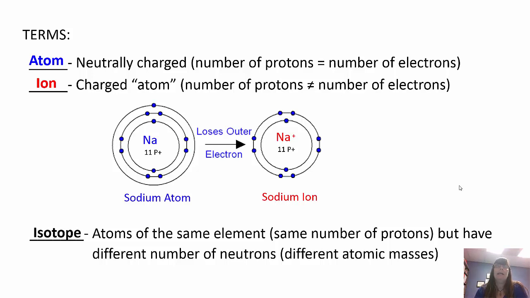Isotopes are important. Isotopes are atoms of the same element, so they have the same number of protons, but have a different number of neutrons. Therefore, they have different atomic masses. Carbon is an example that we're going to go through in a minute.